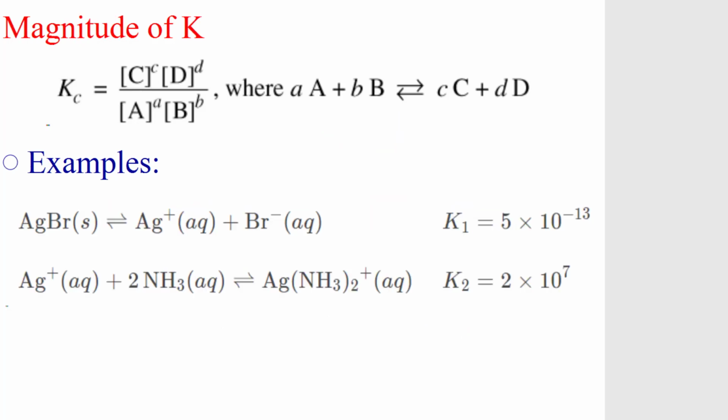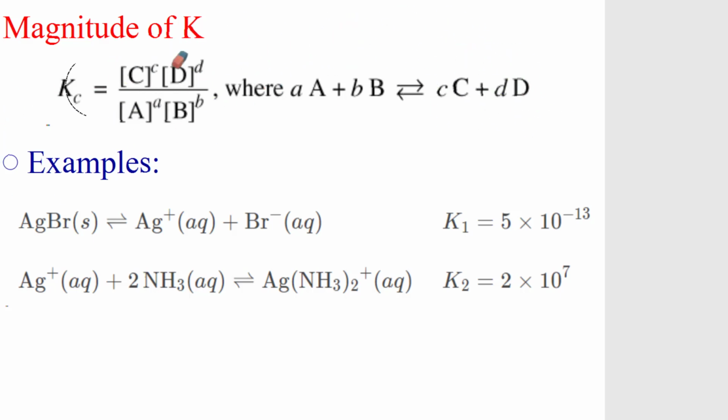Now, the last thing we're going to take a look at is the magnitude of K. If you know anything about math, this is going to be really easy. If your K is a big number, and by big I mean bigger than 1, that means your numerator is going to be very big, which means your products are very high in concentration, aren't they? Since this is a ratio, if K is above 1, the numerator is bigger, which means the products are what we call favored.